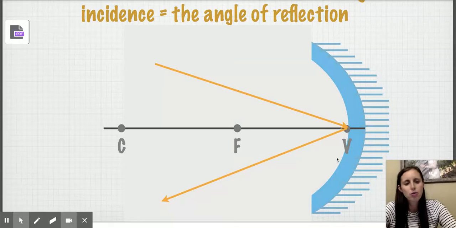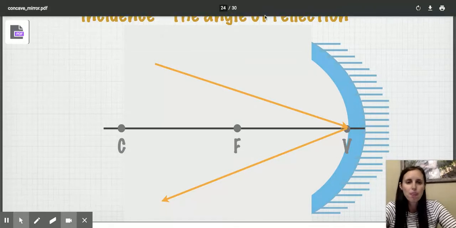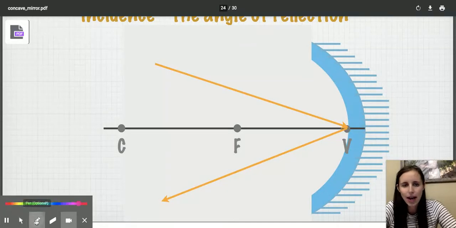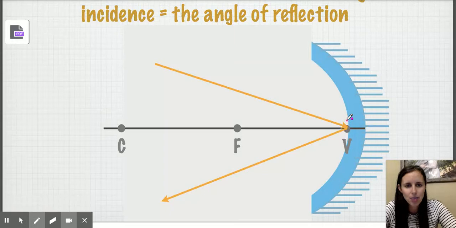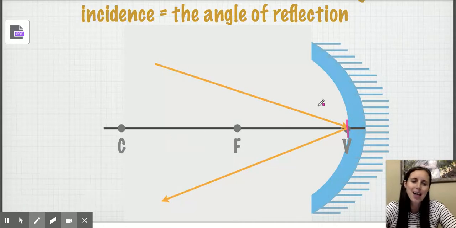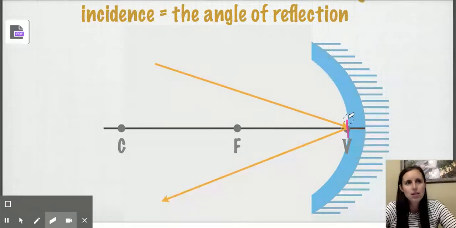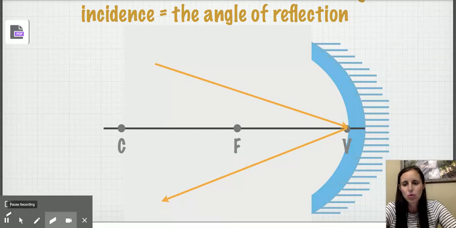Remember that before, any light rays that were hitting anywhere else in the mirror weren't following this rule. That's because this is a curved mirror. However, the exact point at which the vertex is, this exact point here, is considered to be a flat or plane mirror. So this part here is considered to be almost a flat mirror. For this exact vertex, your angle of incidence is going to equal your angle of reflection. It's going to follow those plane mirror rules.